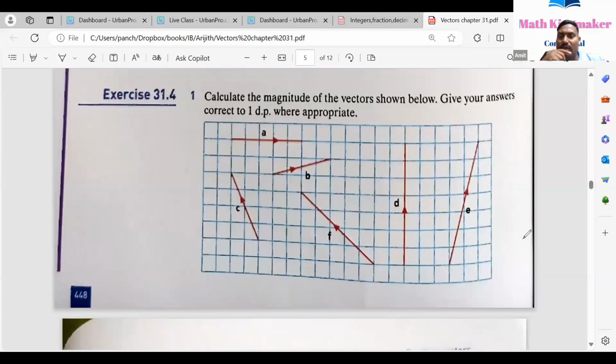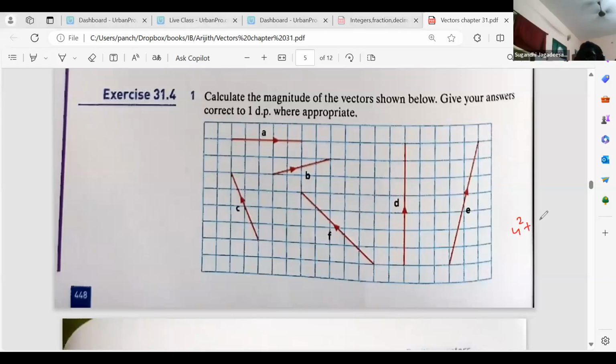Just go with the arrow. So 4, 1. So what is its magnitude? Square of 4 is 16, sir. And square of 1 is 1. So if you do the square root of 16, you get 4.